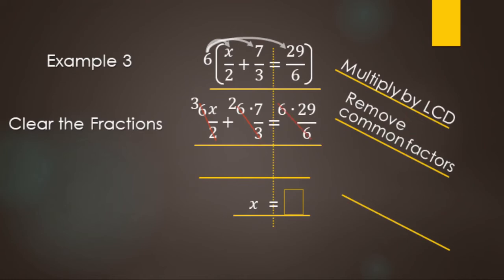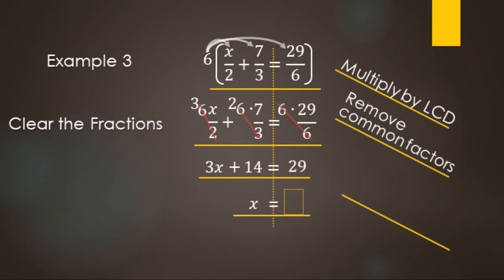So now we can clean this up. Over here, the only thing that's left is a 3 times x, so there we go. And then we got a plus, and then 2 times 7 makes 14. And then over here, the 6's canceled out or were removed or divided out, so we're just left with a 29. So now we have no more fractions.